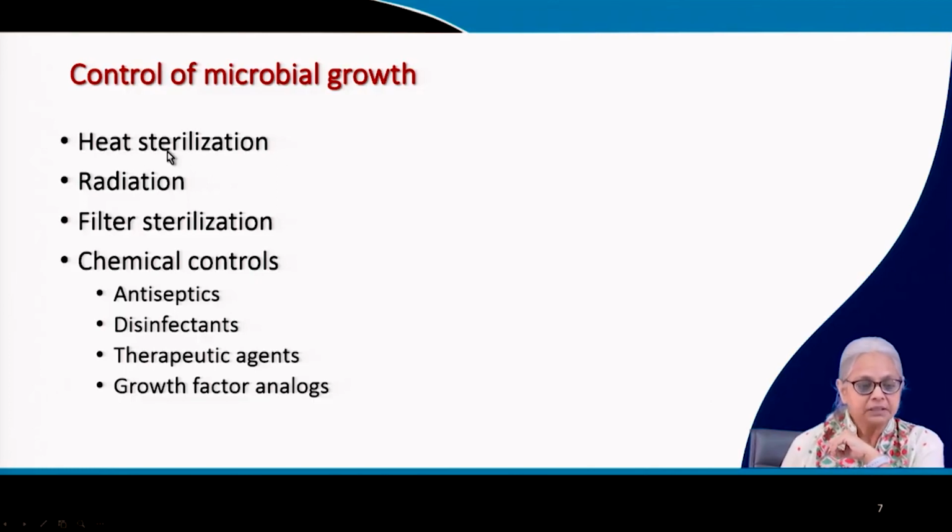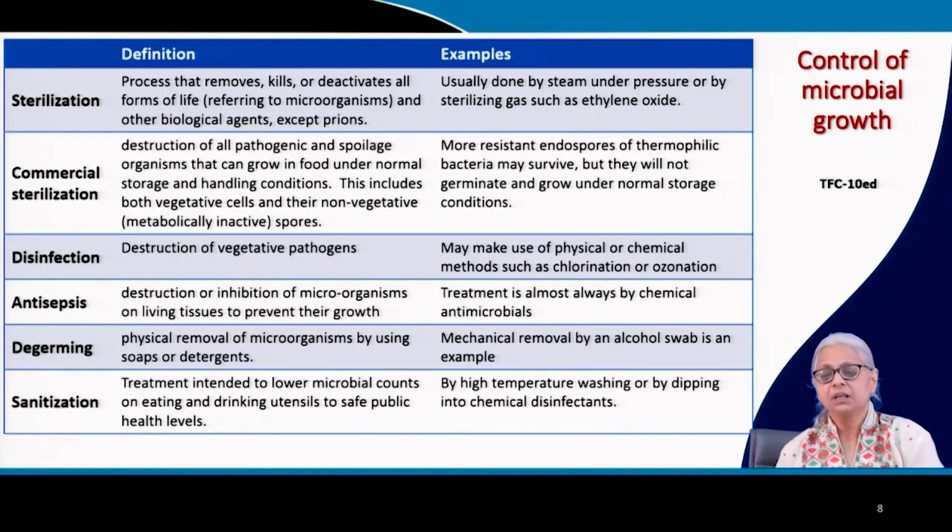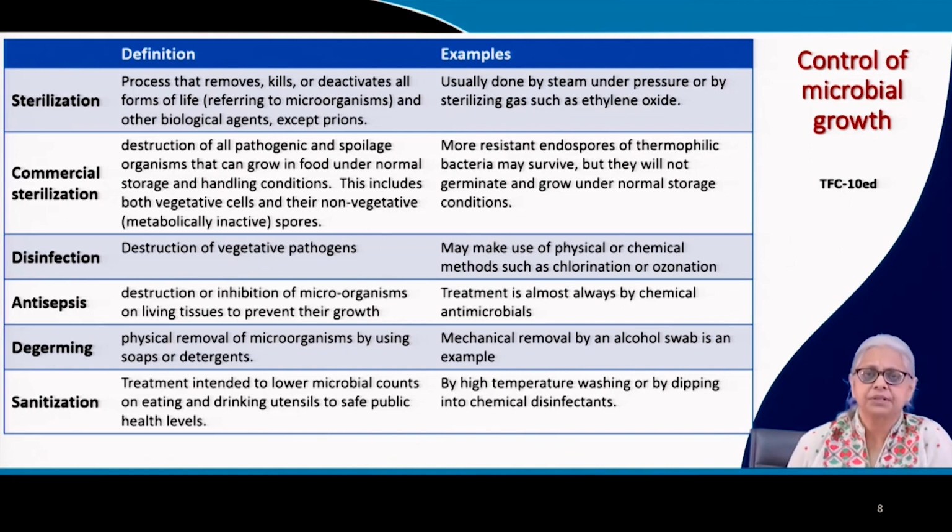The first one is heat sterilization, followed by radiation, filter sterilization and chemical control. Within chemical control, we have antiseptics, disinfectants, therapeutic agents, medicines and so on, and growth factor analogs. So let's take a look at some definitions before we go into the methods. The first one is sterilization. What is sterilization? It's a process that removes, kills or deactivates all life forms.